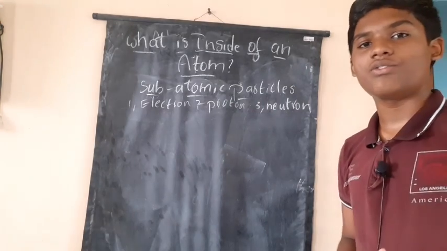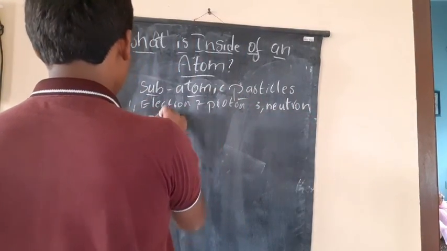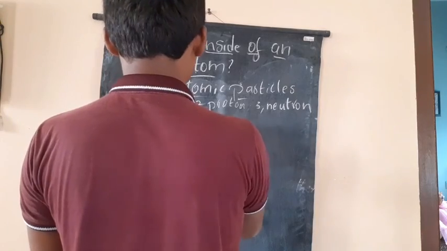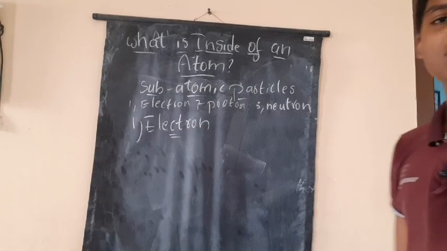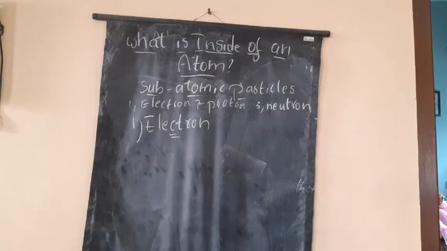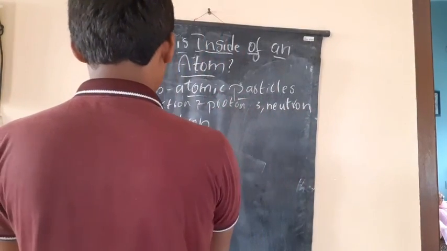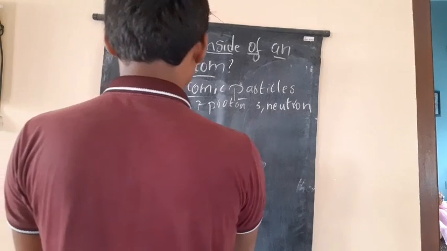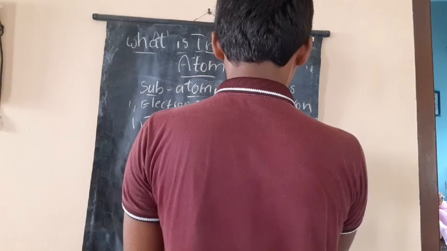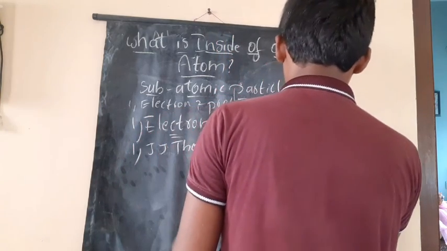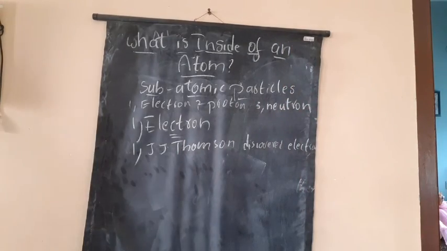Now let us discuss the first subatomic particle, the electron. First of all, who discovered this electron? Electron was discovered by J.J. Thomson. This is the first point. J.J. Thomson discovered electron.